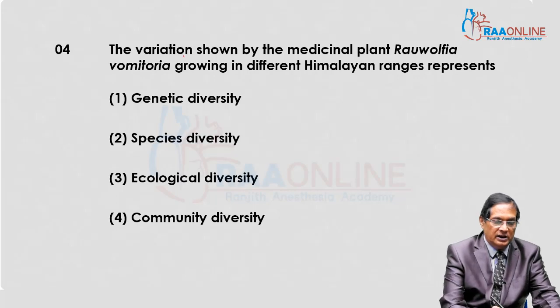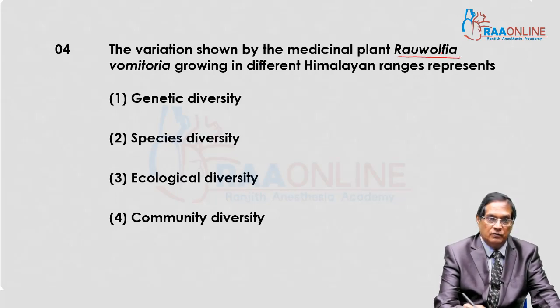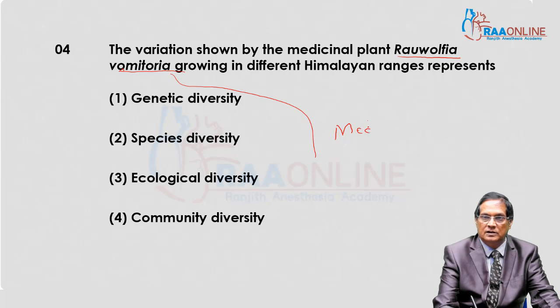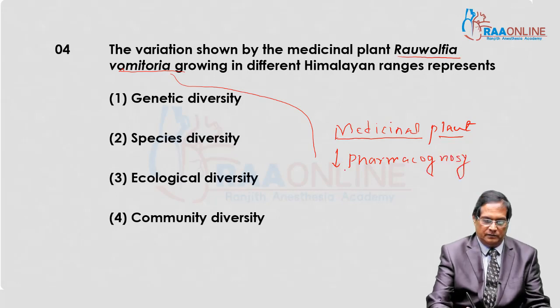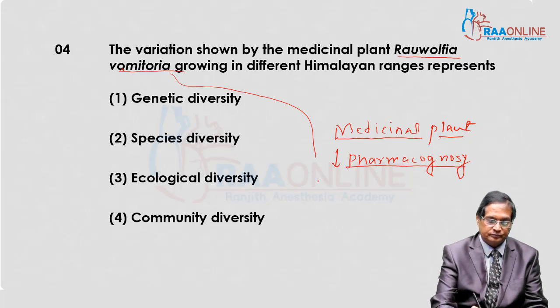Number 4. The variation shown in Rauwolfia vomitoria plant. Rauwolfia vomitoria is a medicinal plant, and the study of medicinal plants is known as pharmacognosy. The root of this plant is the source of an alkaloid called reserpine.